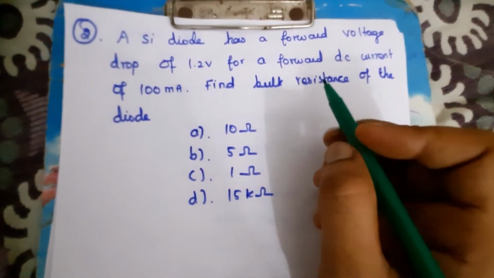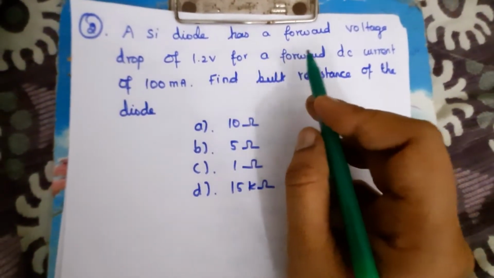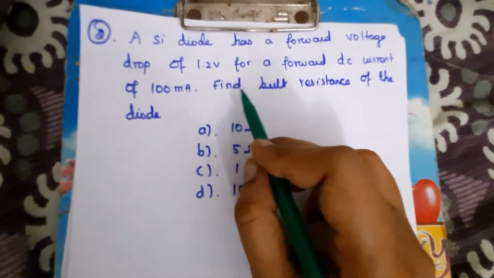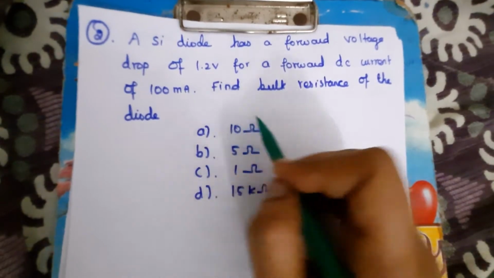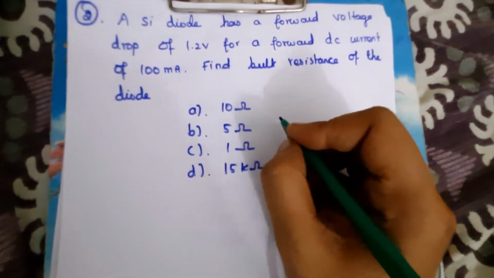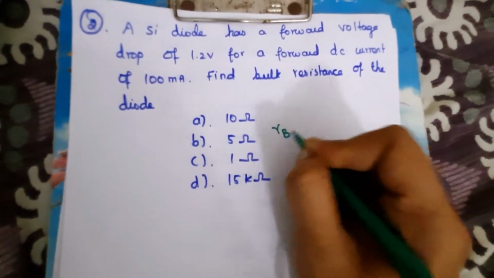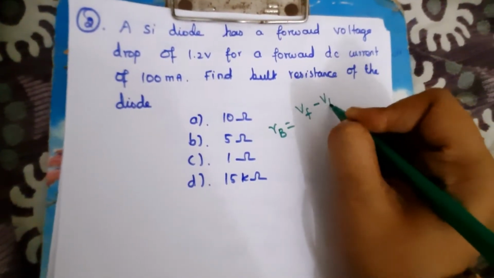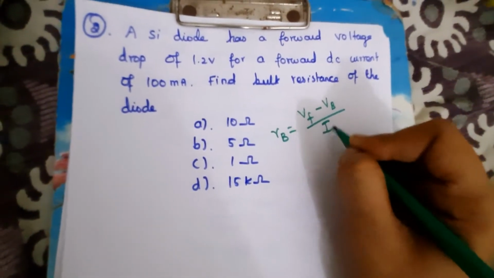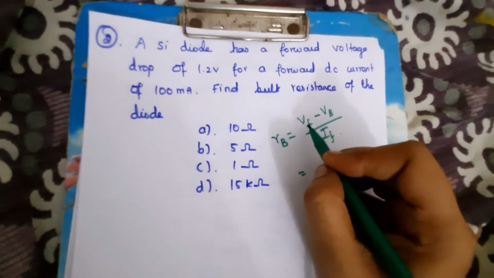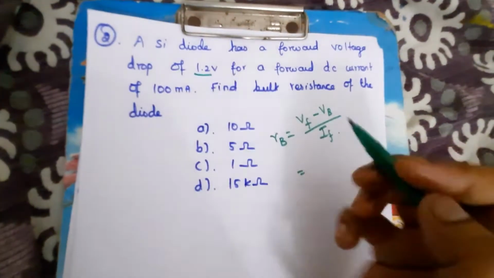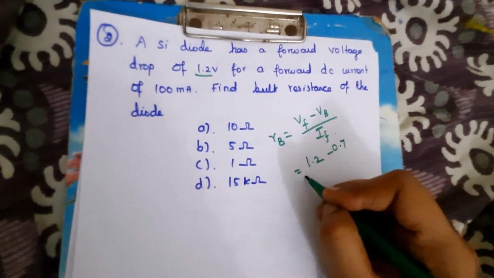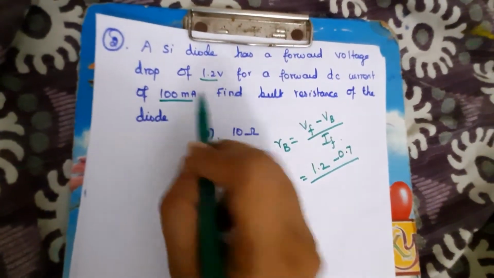The solution for this second question. The silicon diode has a forward voltage drop of 1.2 volt for a forward DC current of 100 milliamps. Find the bulk resistance of the diode. So the formula for bulk resistance is VF, the forward voltage, minus the cut-in voltage, divided by the forward current. Here VF, the forward voltage, is 1.2 volt, minus the cut-in voltage 0.7, divided by the forward current of 100 milliamps.